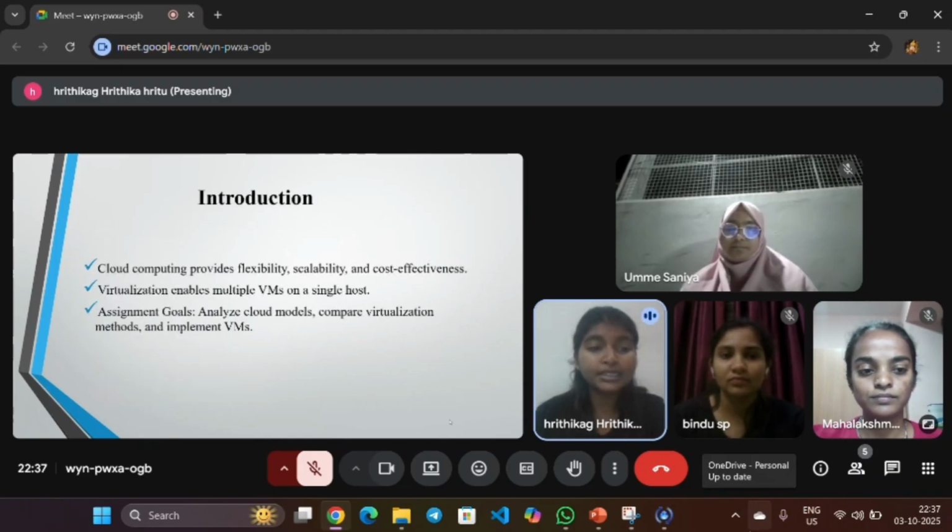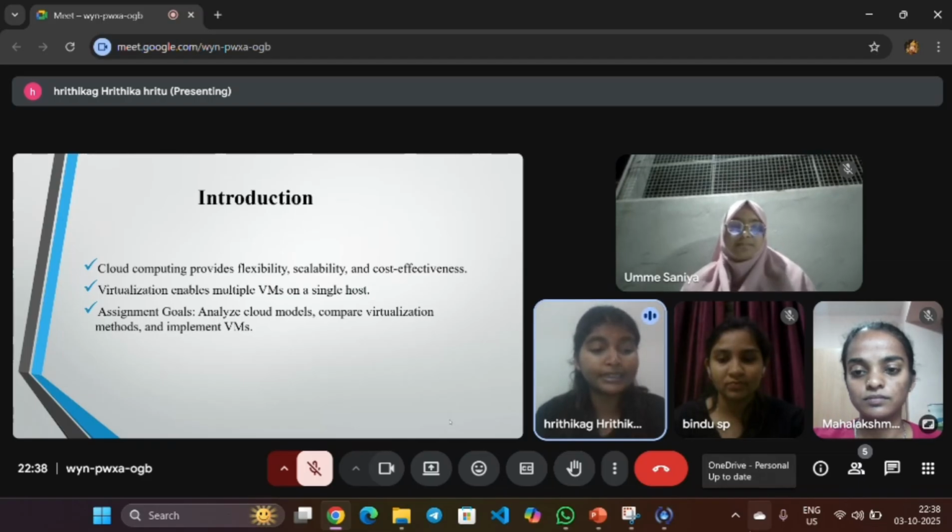Introduction. Cloud computing is a model that provides flexibility, scalability, and cost savings compared to traditional IT setups. Virtualization is the backbone of cloud computing. It allows multiple virtual machines (VMs) to run on a single physical machine, making better use of resources. The goal of this assignment is to analyze different cloud deployment models, compare different virtualization methods, and implement virtual machines practically using VirtualBox. In simple words, cloud computing helps us save money and scale faster, and virtualization makes it possible by letting us run many systems on one computer.